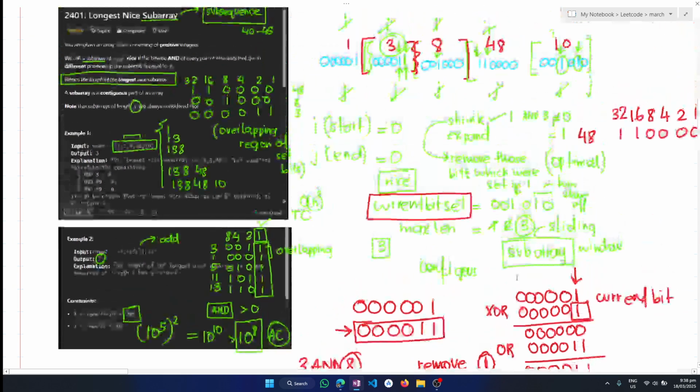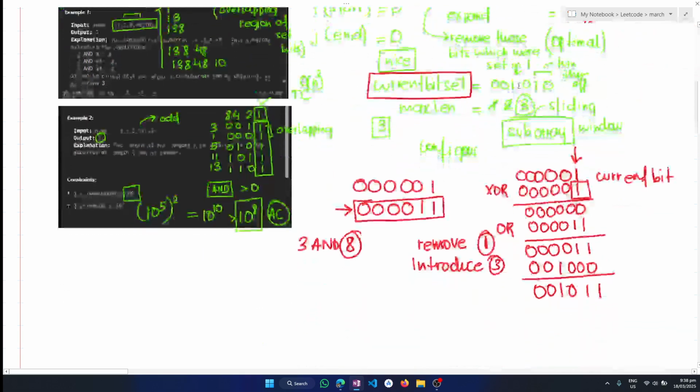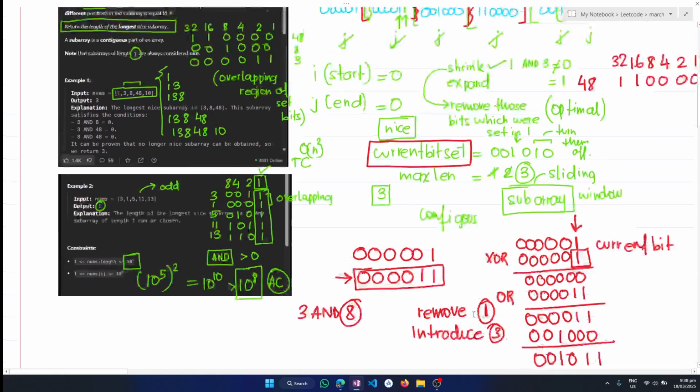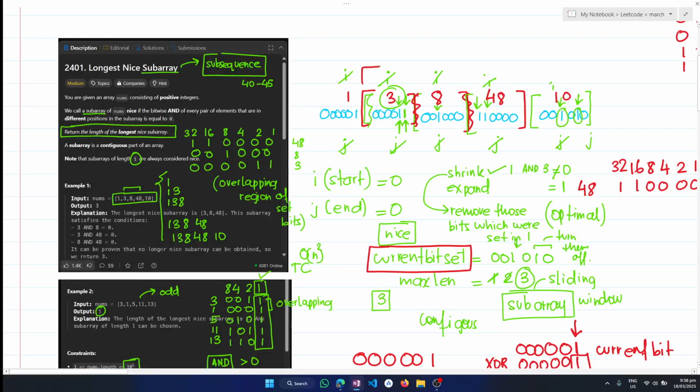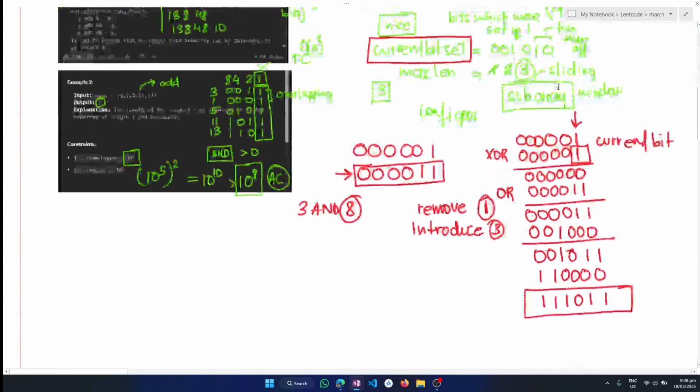And then again, I'm going to try to expand my window. I have 48 over here. So what I'll do is I'll just again take the OR simply. So at the end, my current bit set becomes what? 11101, and this is my current bit set when I have these 3 numbers inside my window. Okay, but then when 10 comes, 10 is actually what? 10 is 001010.